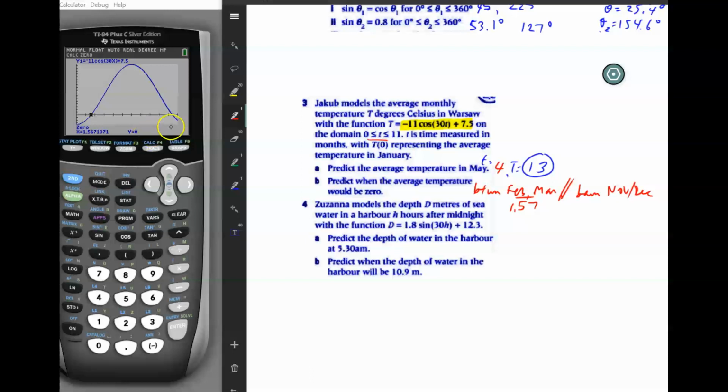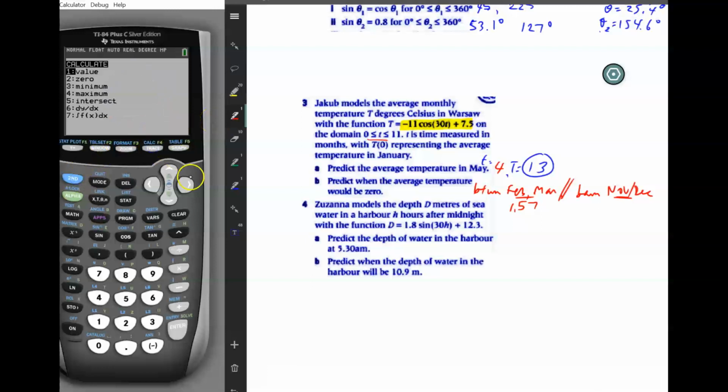Okay, and then where exactly between November and December, you could find that by doing second calc 0 for the other side. So we'll do second calc 0, which is option 2. And then we will move the cursor over to about 10 or so. And then we move the cursor over to about 11.